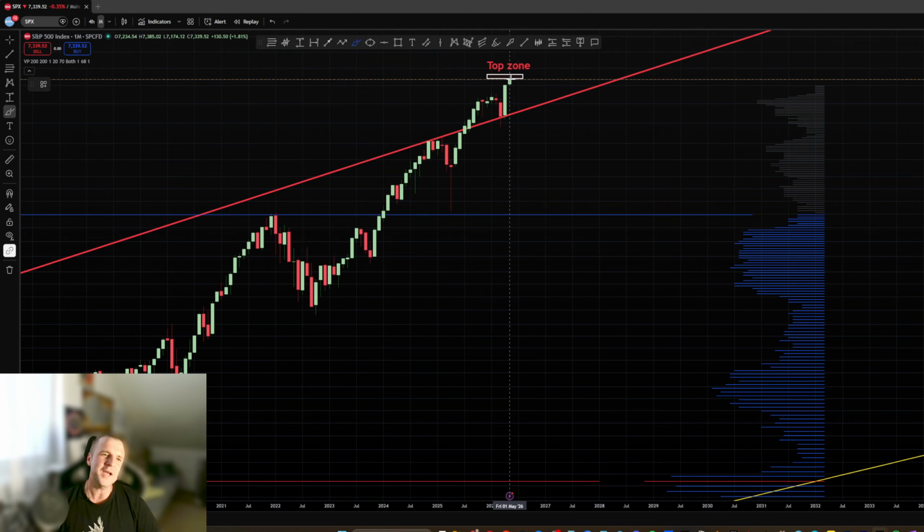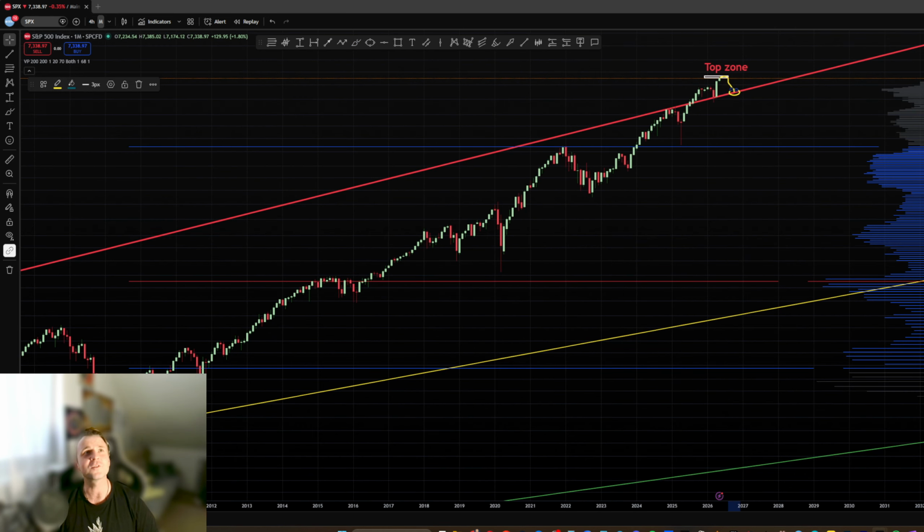So if we do come back to this trend line, I will probably make a video again. Treat it as this might be the last time we are on that trend line, and the trend line stands at 6,600.